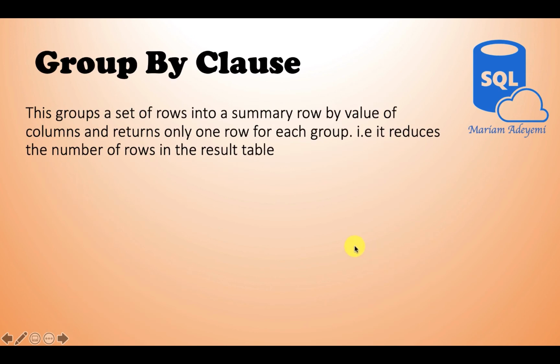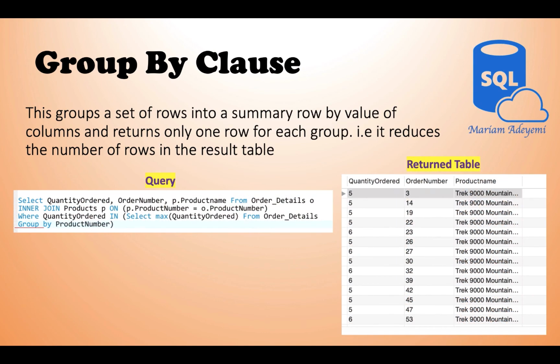Now, the group by clause. This groups a set of rows into a summary row by value of columns and returns only one row for each group. That is, it reduces the number of rows in the result table, as seen in this query. We have this query here, and then we group them by the product number. So the product number helped us to group all of them together in the return table, as seen right here.